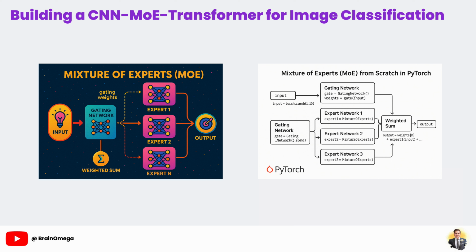We'll go beyond the theory and build a complete working MoE model from scratch using PyTorch. Our model will use a CNN to extract features from images and then use an MoE transformer layer to perform classification. We'll break down every single component: the gating network, the experts, the load balancing loss, and the final training pipeline. By the end of this video, you'll have a solid understanding of how to implement and train your own MoE models. Let's get started.